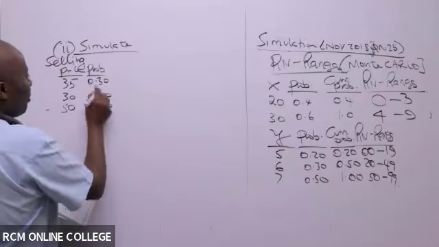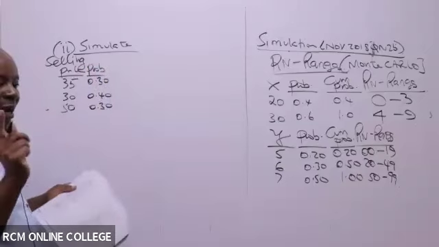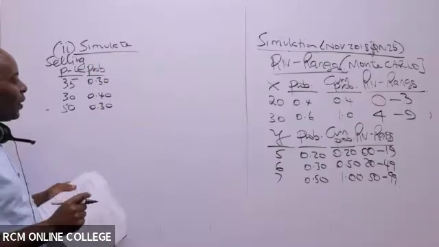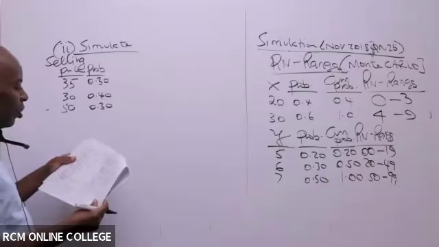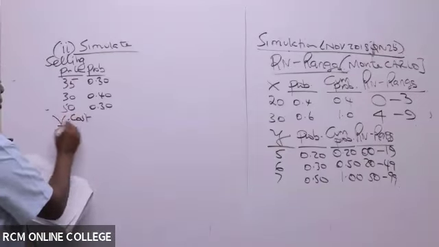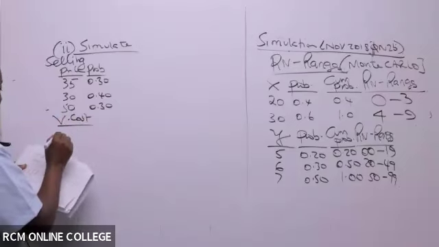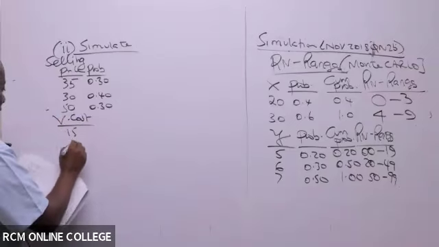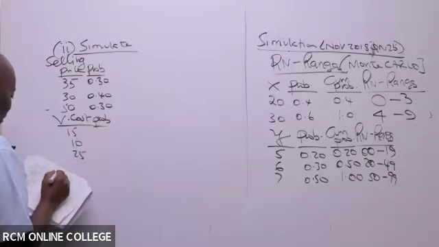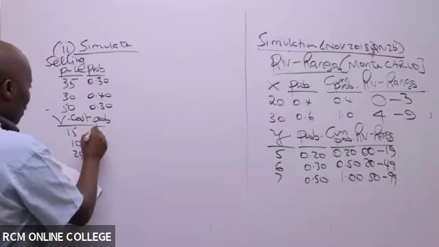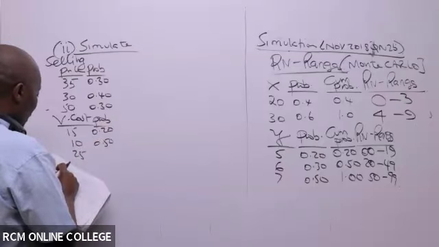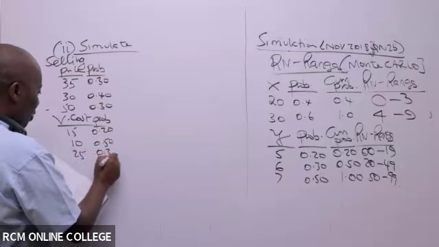Remember, the probabilities must always add up to 1. So that is the first variable. Then I have another variable called variable cost, VC, which could either be 15, 10, or 25, with the following probabilities: 0.20, 0.50, and 0.30.